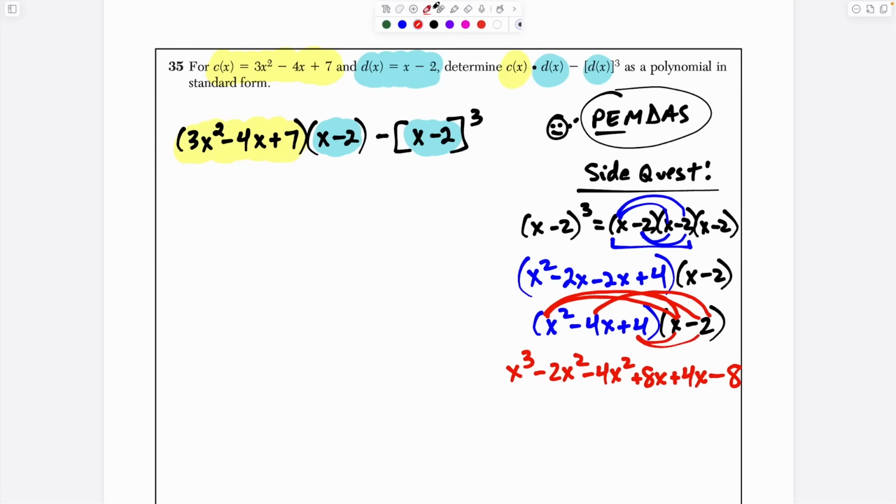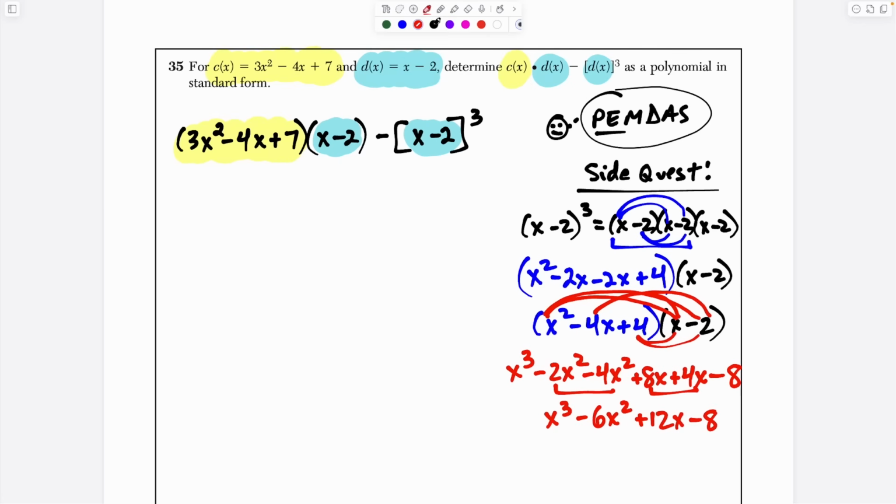And now I just clean this up, combine like terms. So we have x to the third. And if I do minus 2x squared minus 4x squared, that makes minus 6x squared. I'm just doing negative 2 minus 4. And then I do these two. 8 plus 4 is 12, so I get 12x. And then I get minus 8. So now I could write out my next line here.